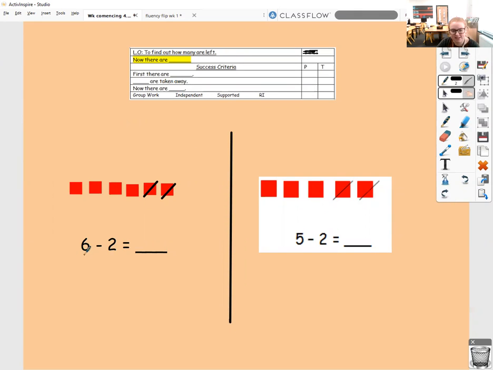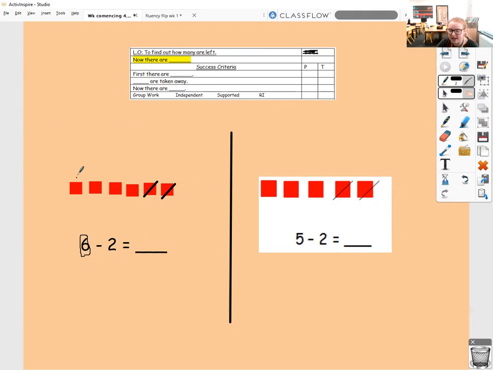So our number sentence is saying that we are starting with 6 squares. Let's have a look. 1, 2, 3, 4, 5, 6. We are starting with 6 squares. Then we are taking away 2, and we can see that because these 2 squares have got a line through them. So 2 squares have been taken away. How many squares do we have left?